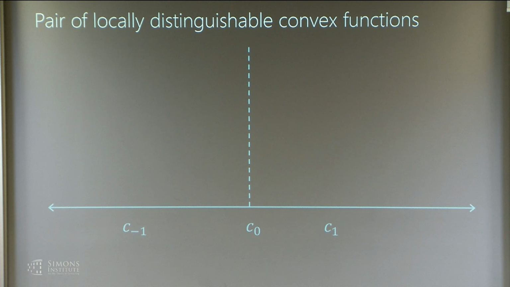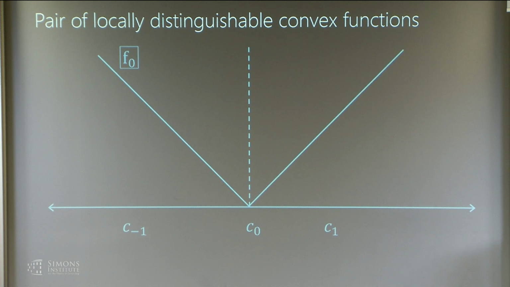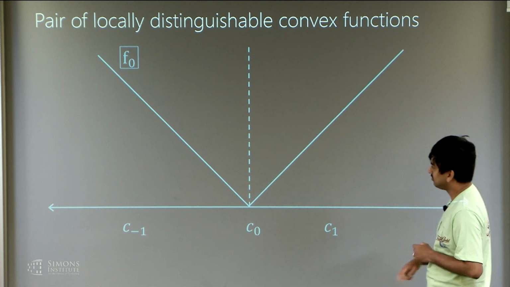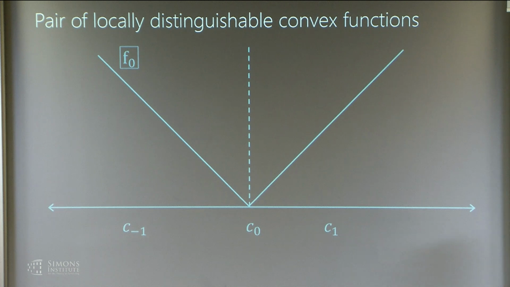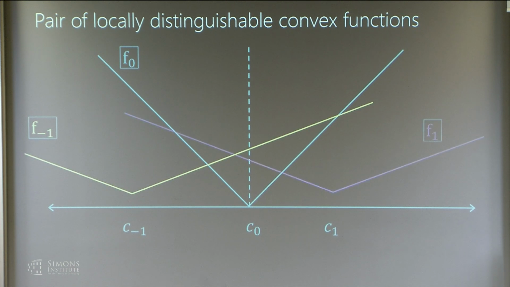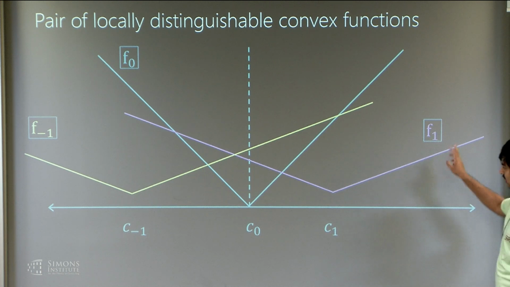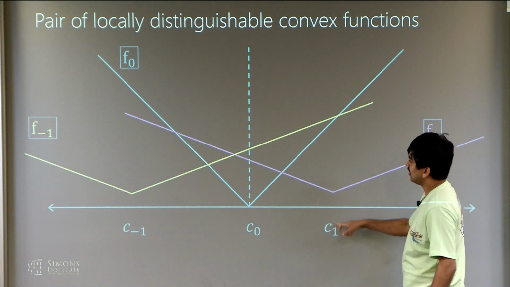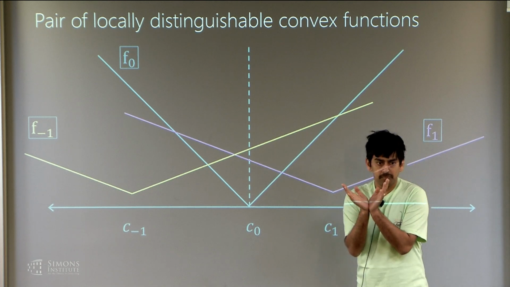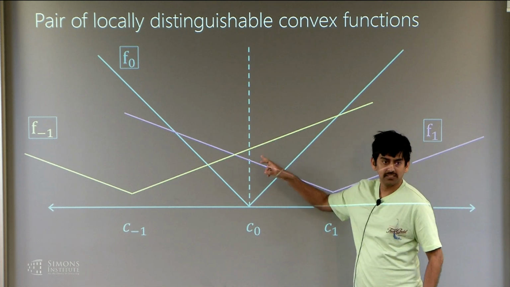It's a talk, so we'll continue. So I'll choose a function f0, which is basically the absolute value function, a cone in high dimensions. And I'll choose another pair of functions, f minus 1 and f plus 1, let's say. One is centered at c minus 1 and another is centered at c1, and their slopes are lower than the center function.